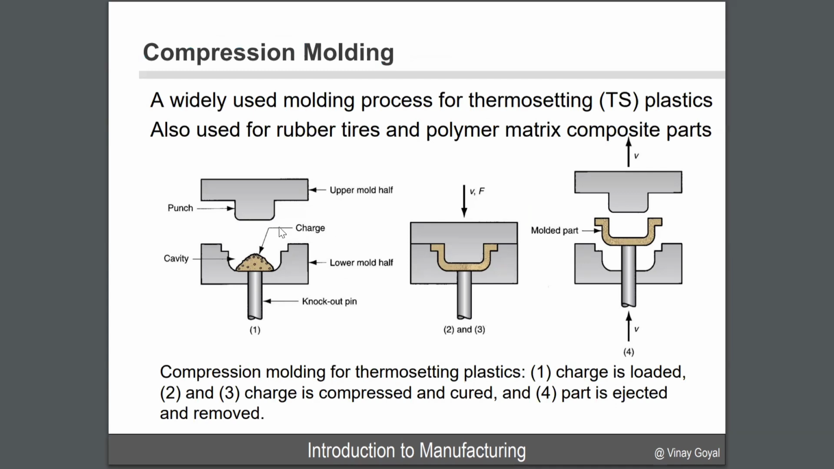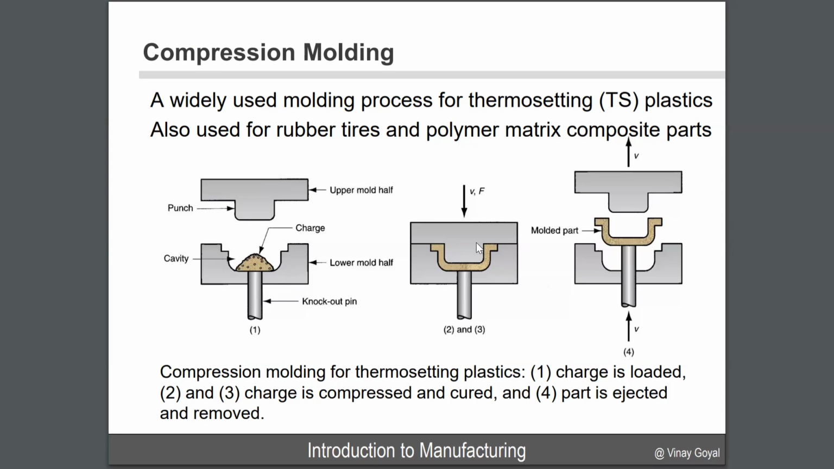So what you do here is you have your thermosets, your particulates, and your cavity here. This is called the punch right here. And the upper mold half is brought down against the lower mold half. We call this the knockout pin. Here the charge is loaded. You then push this down like this, and now you have a compression and curing process that's applied.